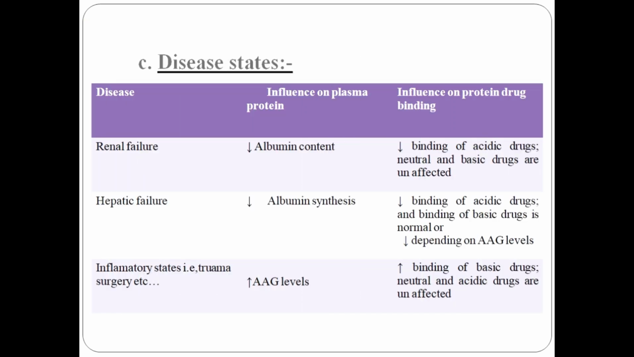Next is disease states. If any disease is present, it also affects protein drug binding. Just like renal failure results in low albumin content, and if low albumin content is found, it leads to low binding of acidic drugs. Neutral and basic drugs are unaffected. Hepatic failure shows low level of albumin synthesis, which directly affects the protein binding.